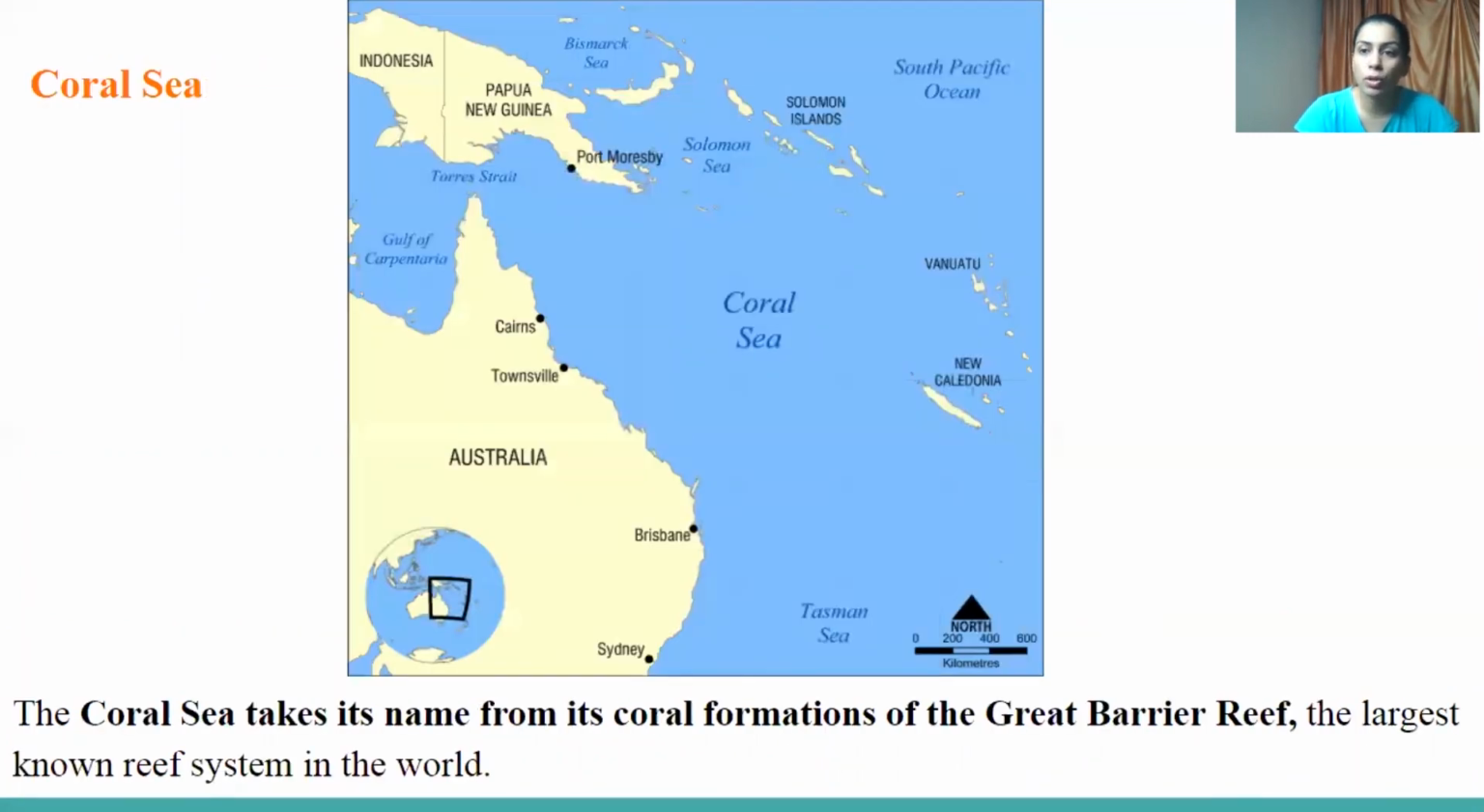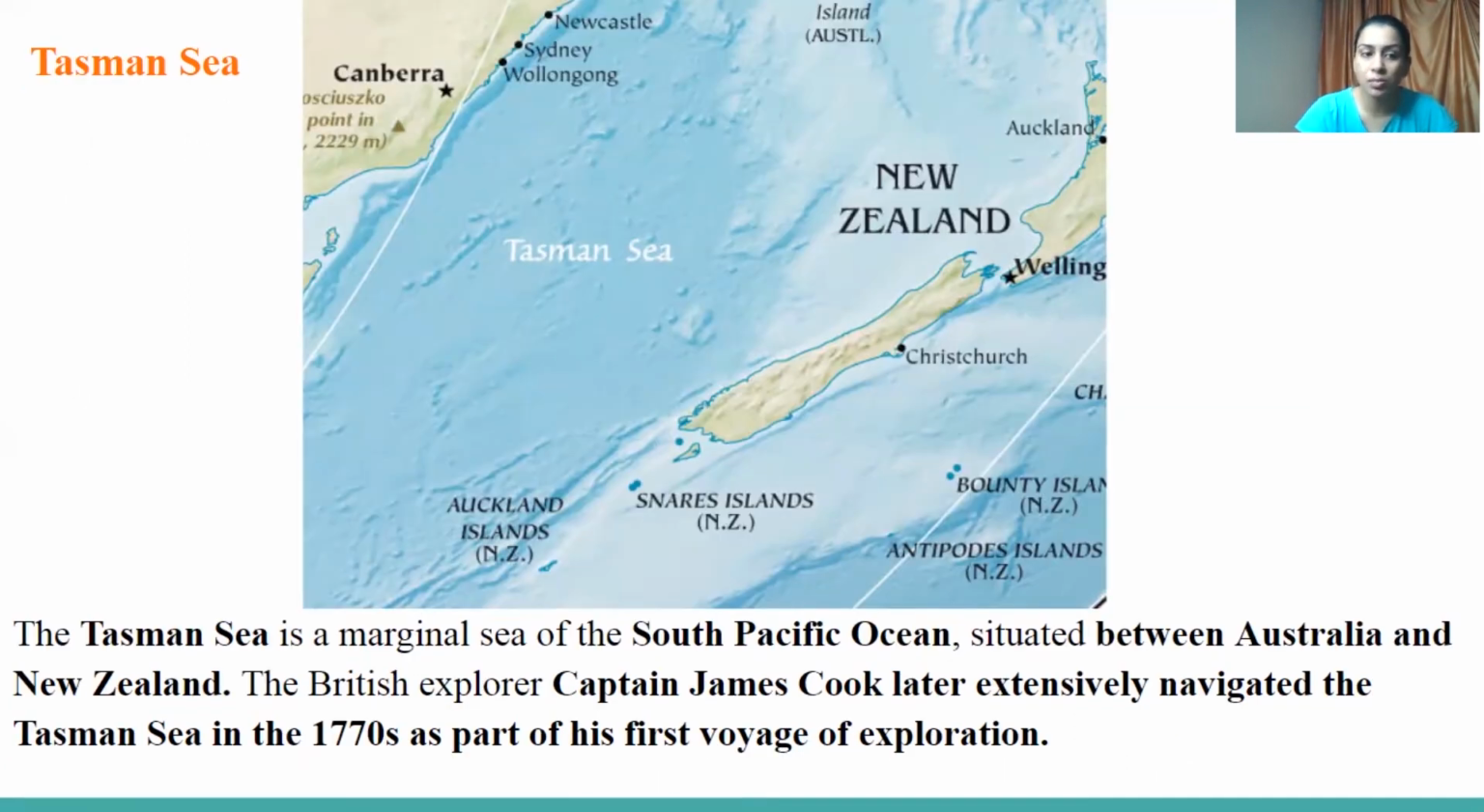The next is Coral Sea. The Coral Sea takes its name from its coral formations of the Great Barrier Reef, the largest known reef system in the world. Next is Tasman Sea.